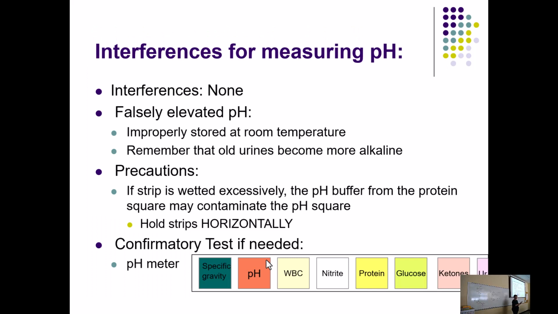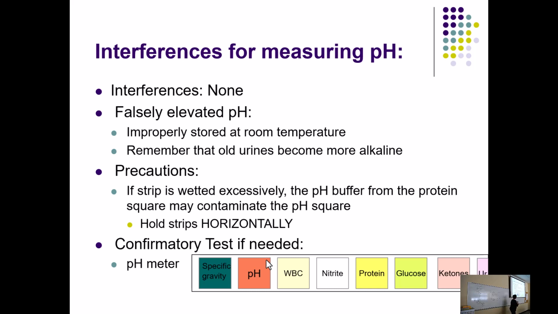So interferences for measuring the pH, none that we're aware of. We don't know of any interferences that are going to cause any problems. However, we can have falsely elevated pHs, things like improperly stored room temperature urine. The bacteria is going to grow, you're going to get an increased pH. A lot of times, remember, the older urines also become brown, so you have a high pH and kind of a brown color, it leads you to believe that it's probably going to be an alkaline pH.